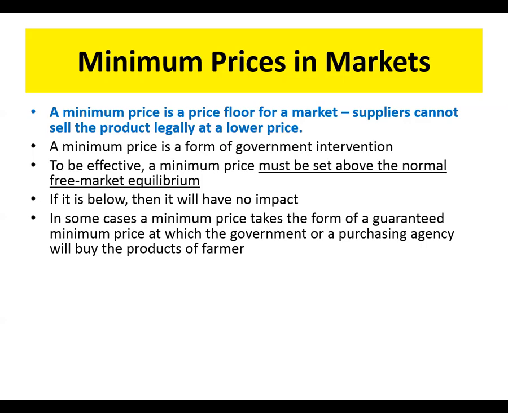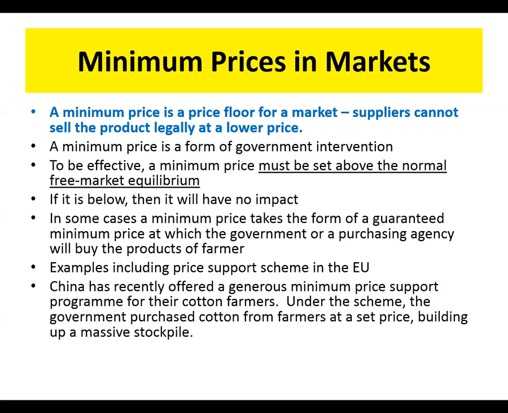So regardless of what the market was demanding, and regardless of the workings of the free market, the government intervened and said, no matter which way the market goes, we will ensure that every farmer gets an absolute minimum of 18 pence per litre. Examples include price support schemes in the EU. China has recently offered a generous minimum price support program for its cotton farmers. Under the scheme, the government purchased cotton from farmers at a set price, building up a massive stockpile.